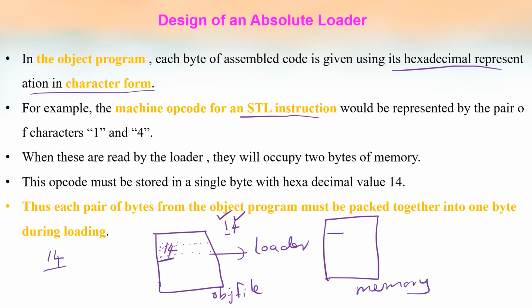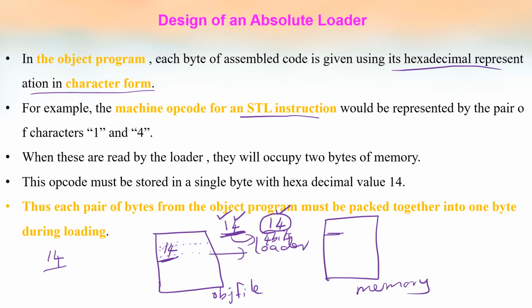So the loader has to reduce the space requirement. That is why it will do one more thing. It will convert this character data into hex form, hexadecimal form. That is, it has to be considered as a single byte. In hex form, one digit requires only 4 bits. So 2 digits constitute 1 byte. So if it is in hexadecimal form, the memory requirement is less.